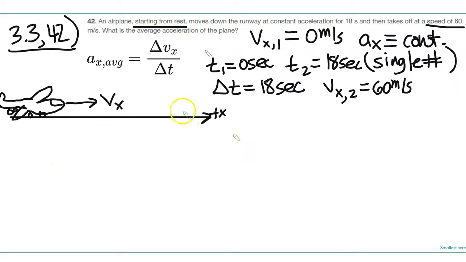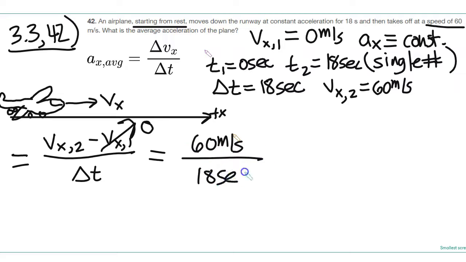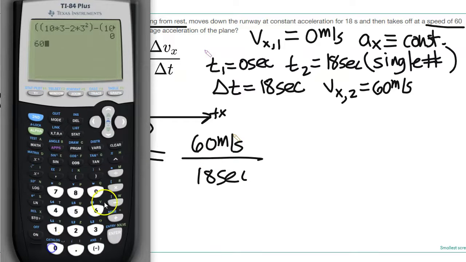Okay? All right. So we can break down this average acceleration into the following. We can break this down into vx2 minus vx1 over delta t. Well, wait a second. We know what vx1 is. That's 0. So we can just put a line through that and do 0. And then we have vx2 and we have delta t. So we can just put the numbers in. So I think we've got 60 meters per second over 18 seconds. Okay, so let's calculate that. So we just need 60 over 18.